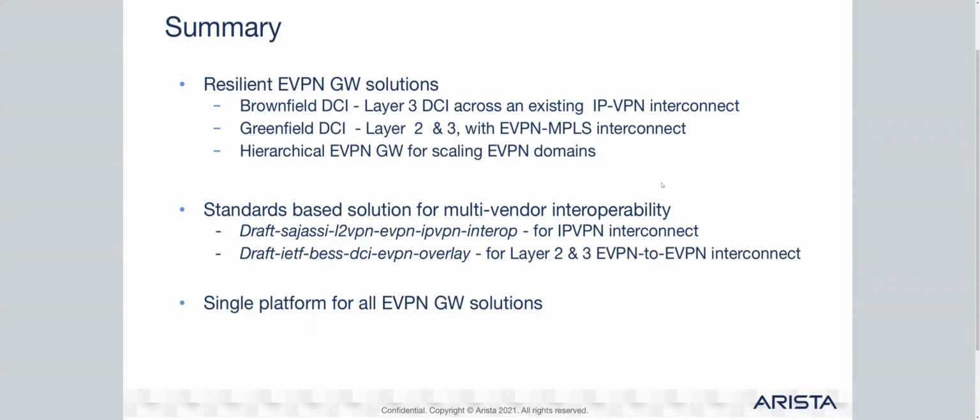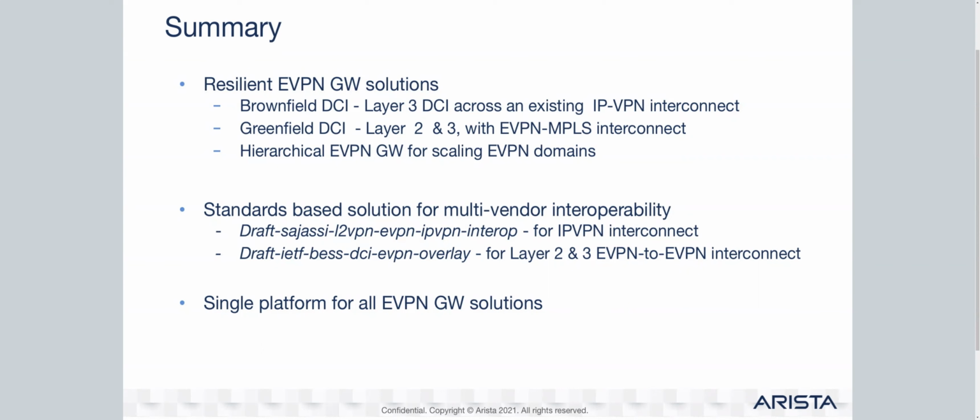Then there's what we'll term the greenfield DCI, where you have both layer 2 and layer 3 with an EVPN MPLS interconnect. So for layer 2, EVPN VXLAN, and layer 3 EVPN MPLS options. And the final one I want to reiterate: we often see this termed as DCI, but we're very much viewing this as a scaling solution, building a hierarchy of EVPN gateways for even large data centers. So not necessarily spanning across regions. I think it's very important to understand: this is scaling EVPN domains. We see this as one of the bigger, more important pain points for customers in many cases.